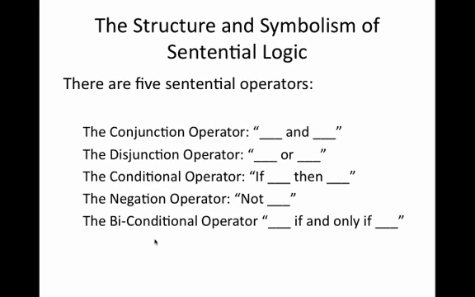First is the conjunction operator, blank and blank. Second is the disjunction operator, blank or blank. Third is the conditional operator, if blank, then blank. Fourth is the negation operator, not blank, or it is not the case that blank. Finally, the biconditional operator, blank if and only if blank.